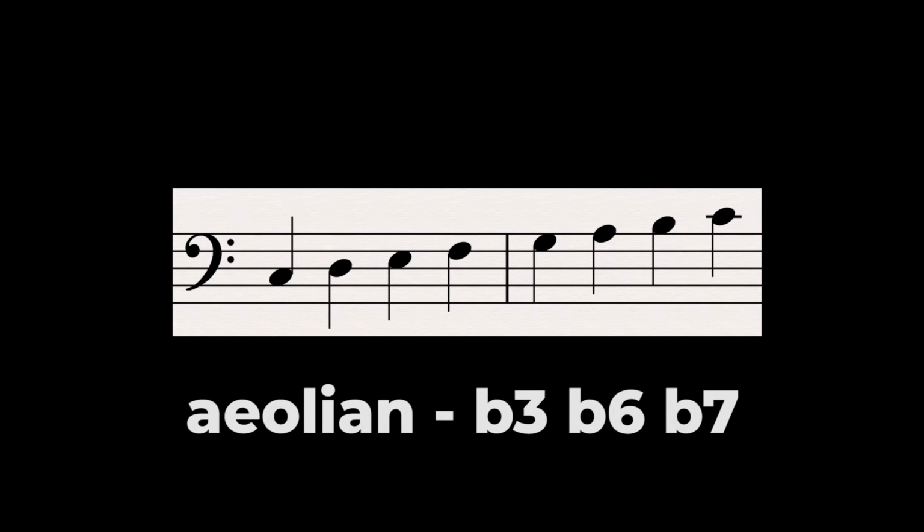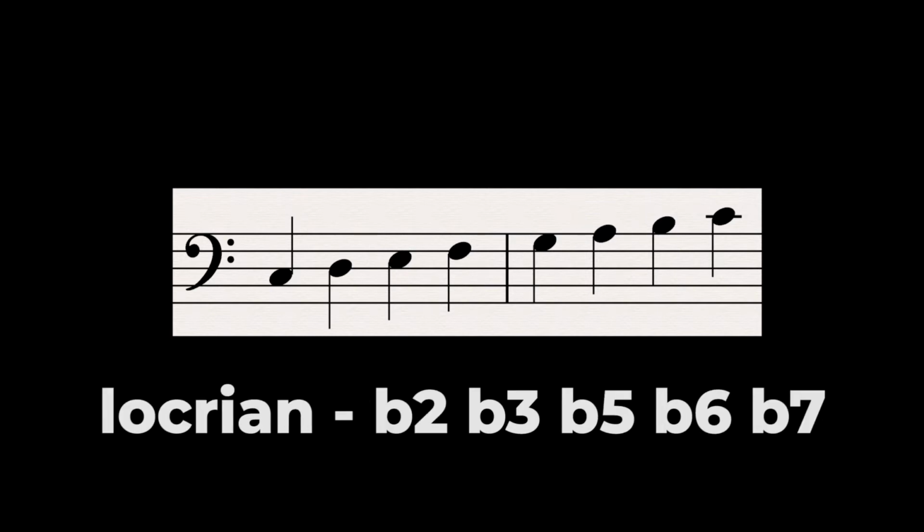For Aeolian, take your major scale and lower 3, 6, and 7. Or just think of it as your regular old natural minor scale. For Locrian, take your major scale and lower 2, 3, 5, 6, and 7. Or think of your natural minor scale and lower 2 and 5.